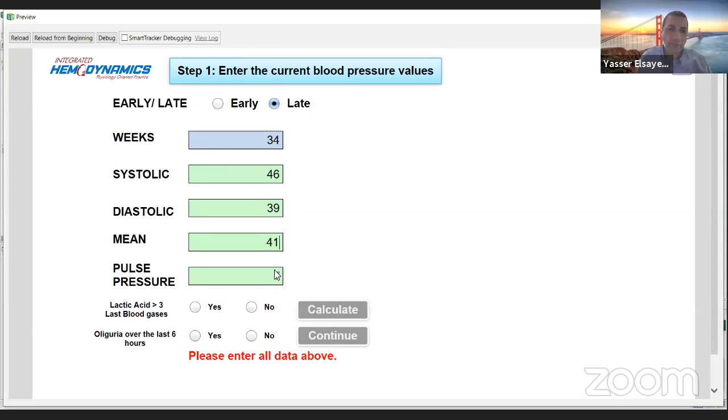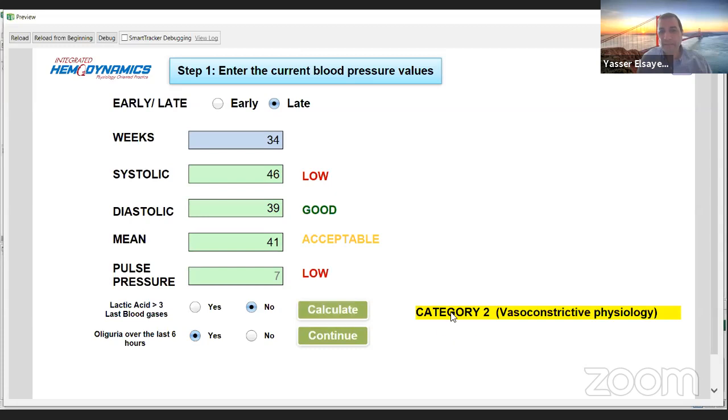The calculator will calculate the pulse pressure for you, and will ask you, is there lactic acidosis more than 3? In this case, no, but the oliguria was significant, so you can say yes. Now you can calculate and see what will happen. The calculator will give you the analysis of all of the blood pressure parameters. Systolic was low compared to this gestational age. Low systolic on top of normal diastolic, and we have very narrow pulse pressure. This is category number 2, vasoconstrictive physiology. Now continue to the next level.